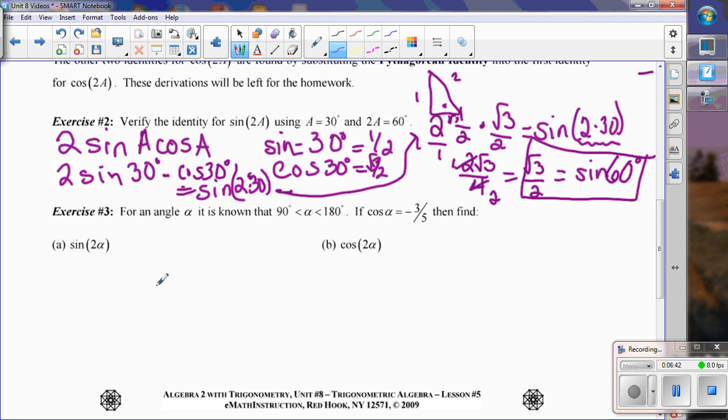Now down here for this question, when we do 2 sine alpha, they tell you that alpha is in quadrant 2, and cosine of alpha is -3/5.